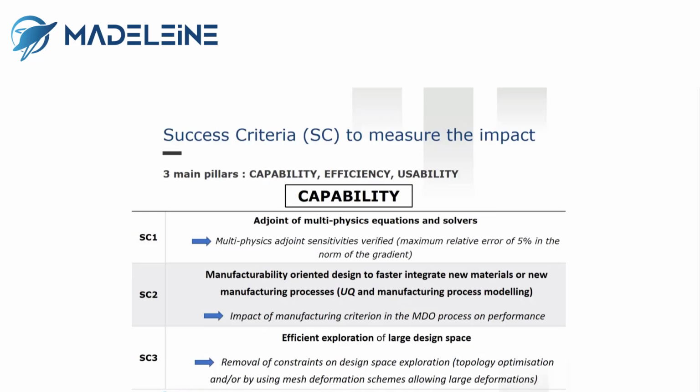The third one was about the exploration of the design space. As we are using the adjoint, we can have many design variables. And so the idea was to try to test different parameterization strategies to see if we were able to further improve the performance of the optimal configuration using innovative parameterization techniques.